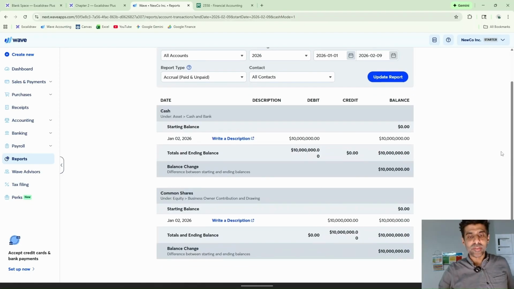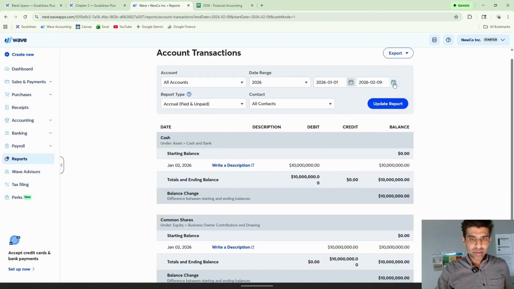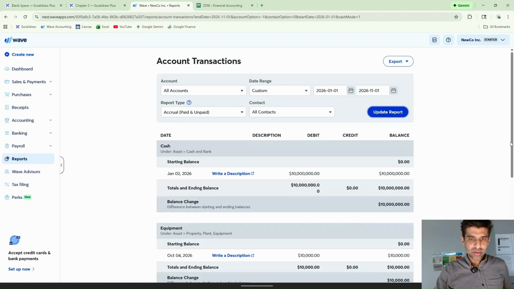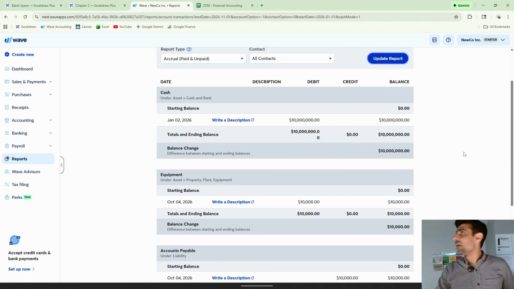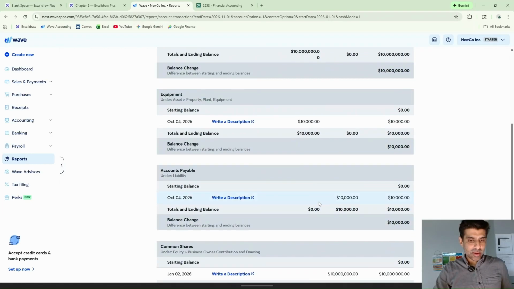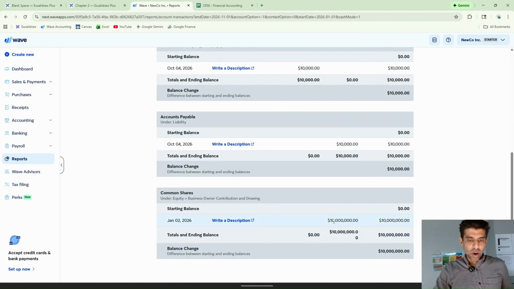Okay, so this is a little better view. This is more akin to our T accounts. You can see here I have to keep altering the dates because it keeps wanting to just do the month of. So this is kind of like the T accounts for everything. Cash, debit, 10 million, and the balance is just a 10 million balance. Equipment, debit balance, accounts payable, credit balance, common stock, credit balance. But you can see that it all balances.